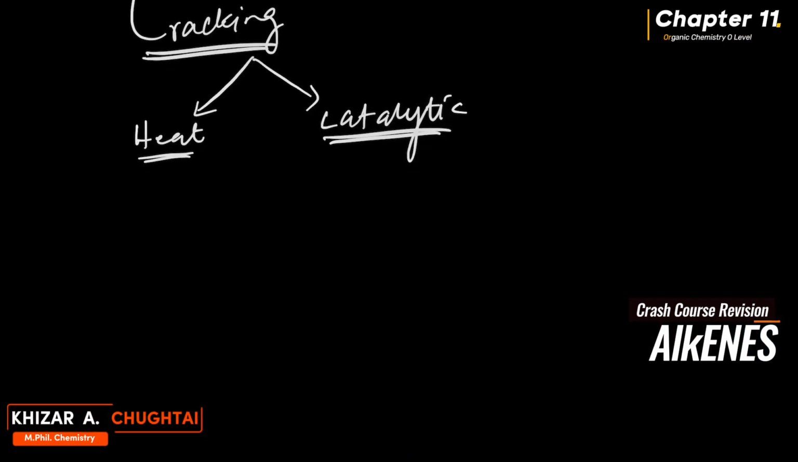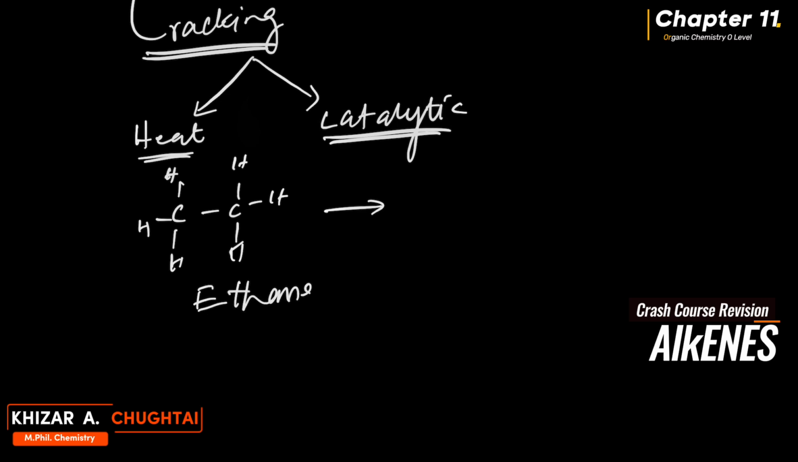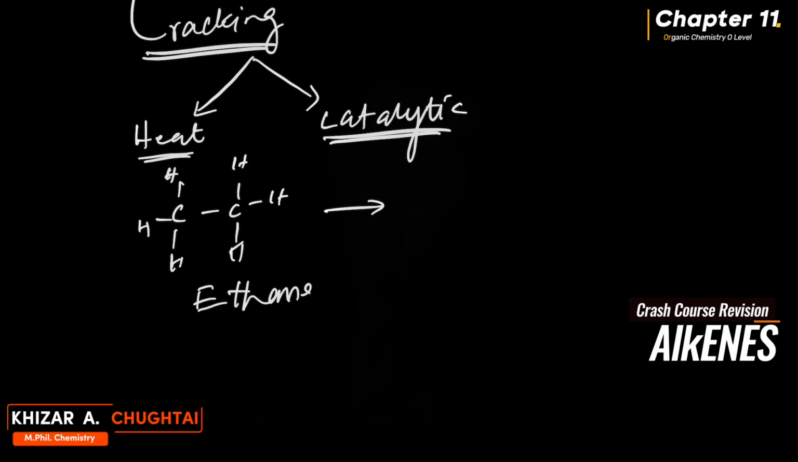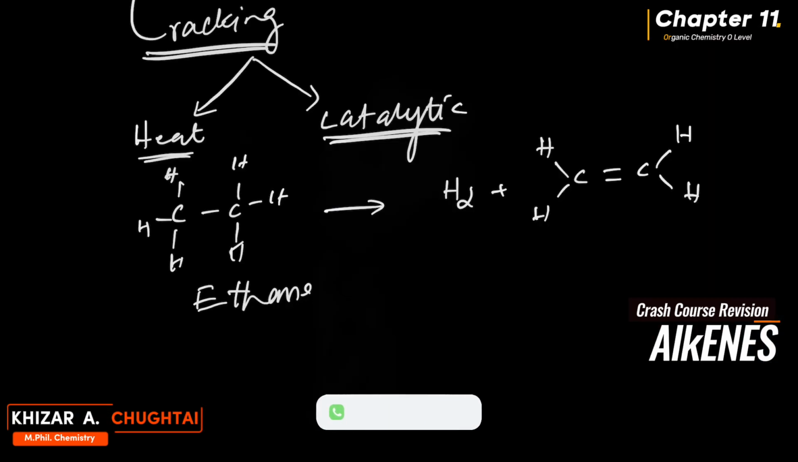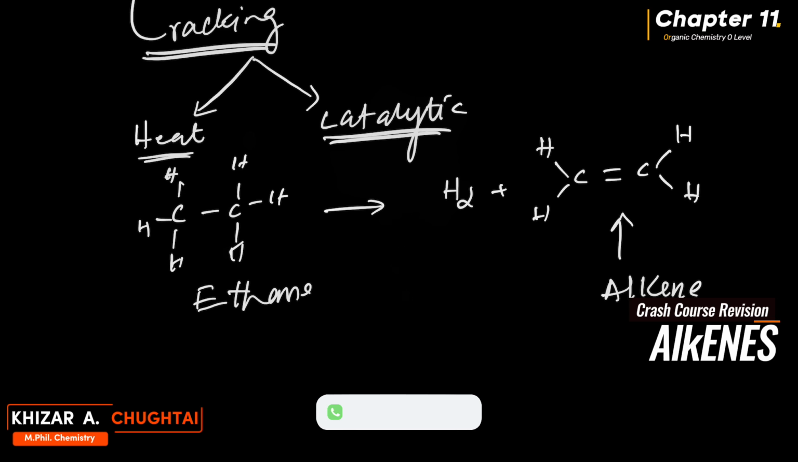For example, I'm going to break the second smallest alkane, ethane, the two carbon alkane. On cracking this ethane, the products are hydrogen and ethene. So whenever you perform cracking via heat, or via heat and catalyst, I mean catalytic cracking, whatsoever the condition of cracking, the result will be one alkene plus hydrogen, or there may be an alkane.